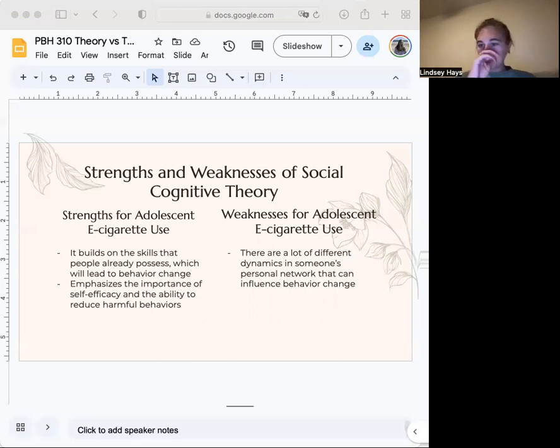And then some weaknesses of this is there are a lot of different dynamics in someone's personal network that can influence their behavior. So if you have a lot of friends who are vaping around you all the time and it's just really tempting and that's something that you're having a hard time dealing with, then that can definitely factor into your own personal beliefs if your environment doesn't necessarily match what's going on internally.